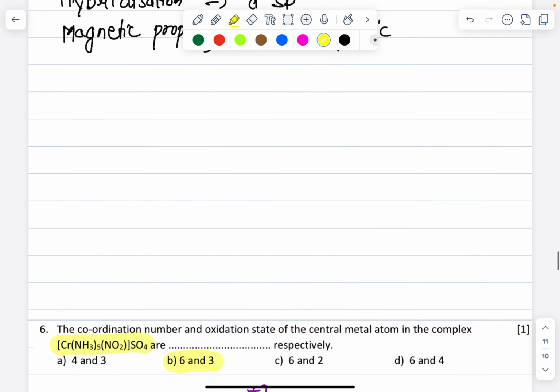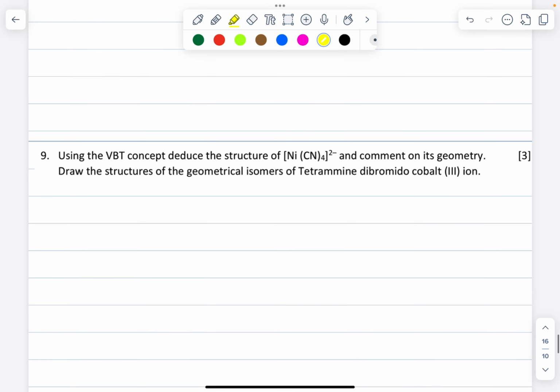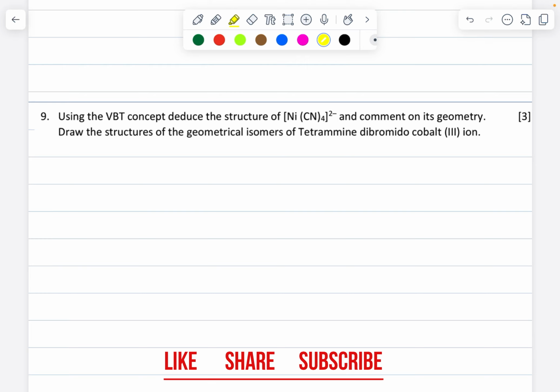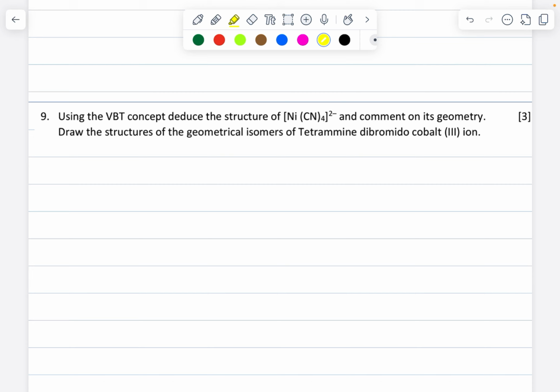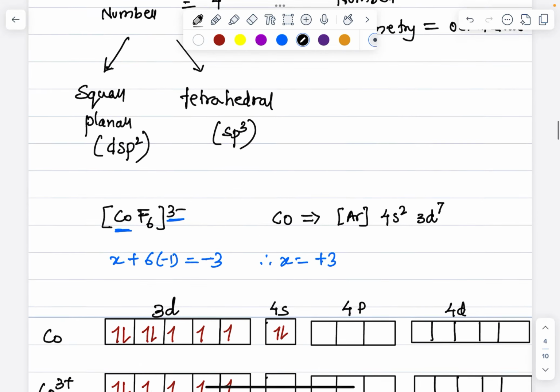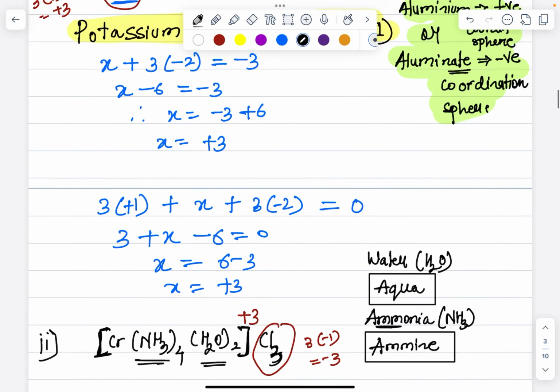It will be going the same as carbonyl. CN4 will be the same as carbonyl because both are strong field ligands. This will have the same hybridization, same properties like nickel tetracarbonyl 2 minus, which I have done over here. That is the tetracarbonyl.